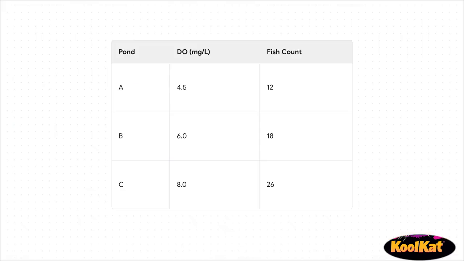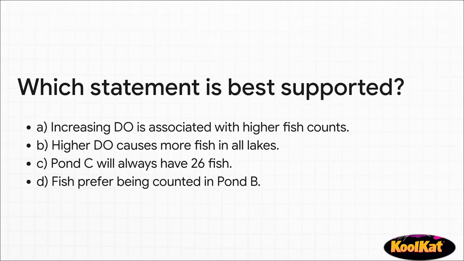Here's the setup for our first practice run. We've got a table here showing dissolved oxygen levels, that's DO, in 3 different ponds, and the number of fish counted in each one. Just take a second to look at the numbers. See if you can spot a pattern. All right, here are your options. I want you to go ahead and pause right here and really run through that CARE routine. Pick your answer. And then, this is the important part. I want you to drop your answer in the comments and tell us why. Give me that because statement. Let's see that CER thinking in action.